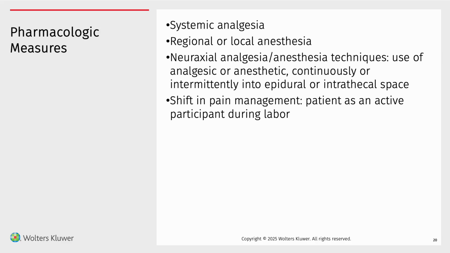Okay, so this slide covers the main pharmacologic options used to manage pain during labor. These measures range from systemic medication to highly targeted regional anesthesia. So, first, let's talk about systemic analgesics, which involves administering medication, usually opioids or other sedatives, through IV or IM routes.